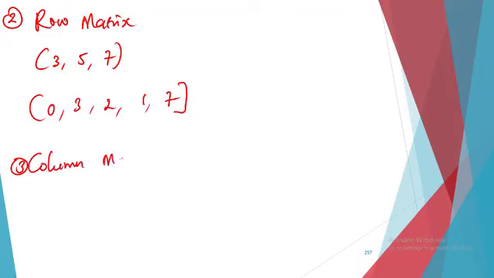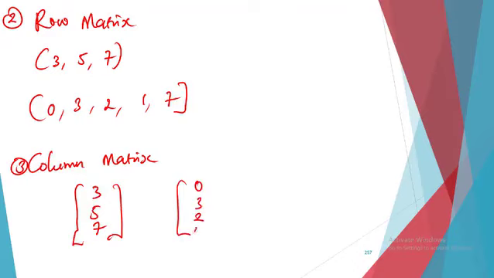Okay, we have the column matrix. It's a type of matrix that has exactly one column. We can have something like 3 5 7, or let's say 0 3 2 4. These are called column matrices, with exactly one column.